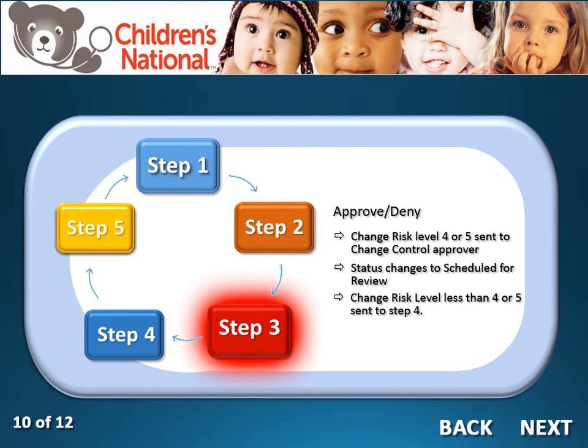Step 3. Approve or deny. If the change has a risk level 4 or 5, it goes to the Change Control Committee approver next, and the status is changed to Scheduled for Review. If it is not a risk level 4 or 5, it goes directly to the next step.